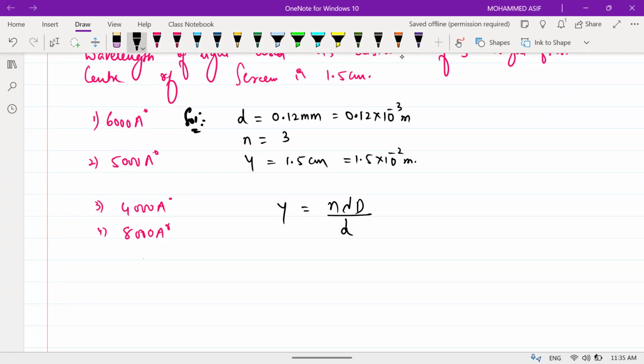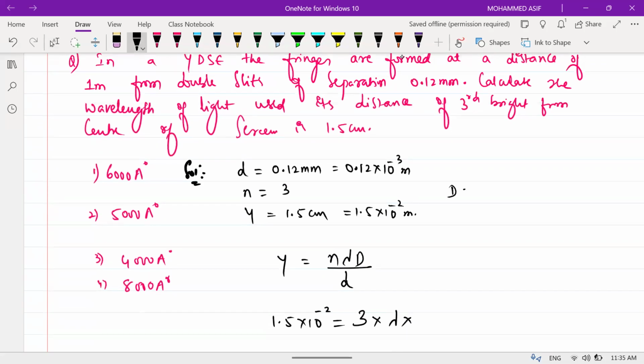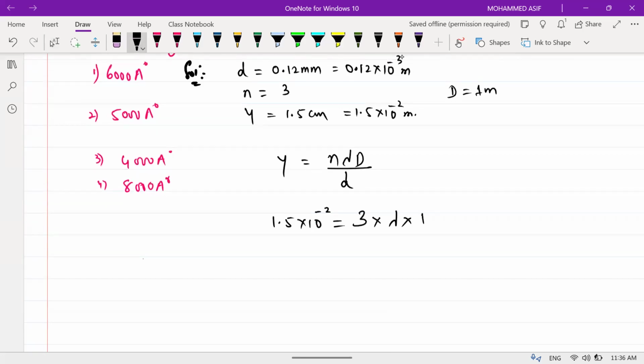So y will be 1.5 into 10 power minus 2. N value is 3 for the third bright, into lambda, which we need to calculate. Capital D is the distance at which the fringes are being formed in the YDSE, which is 1 meter from the double slit. So capital D is equal to 1, divided by small d, which is 0.12 into 10 to the power of minus 3. Now simplify this and see how much I'm getting for lambda.